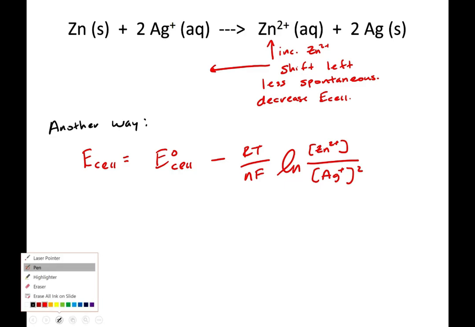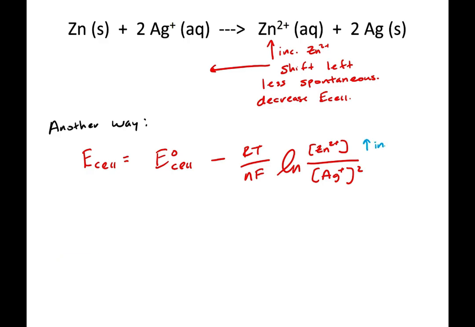Now, in this problem, what we're doing is increasing the concentration of zinc 2 plus. So if we increase zinc 2 plus, then that's going to make the natural log bigger, right? That's going to make this whole term bigger. Now, we have a negative sign out in front. So what you're going to do is you're going to be subtracting a bigger number.